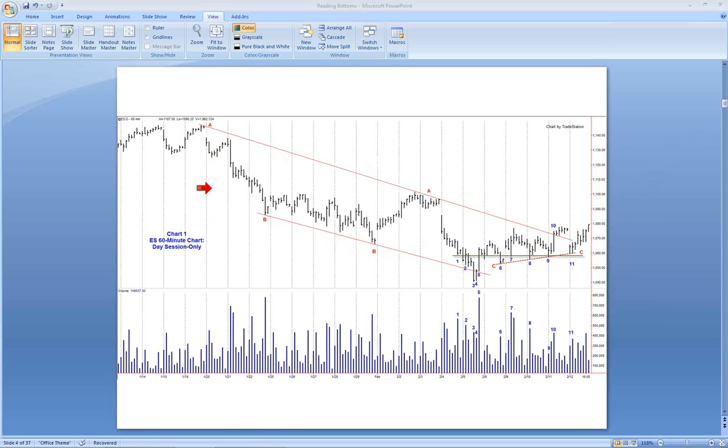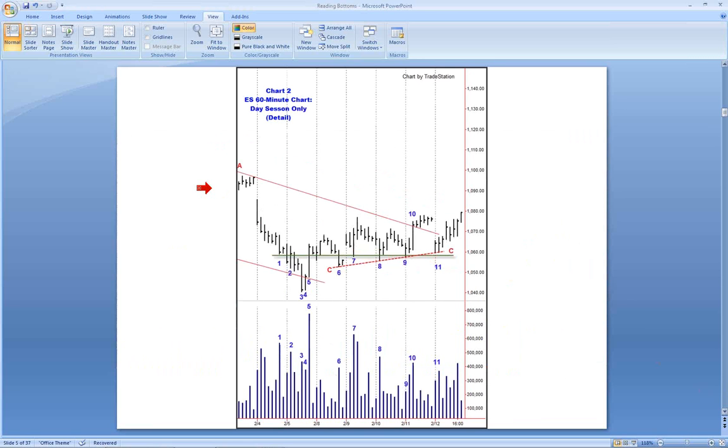So now I'm going to go to the detailed chart so you can see this a little bit better. And here we are. This is supply line AA, and this is demand line BB, and here we are down in early to mid-February.